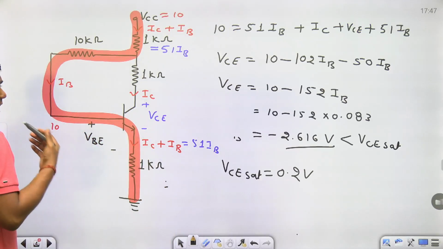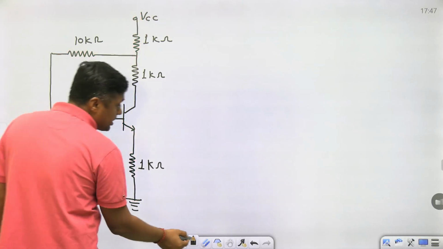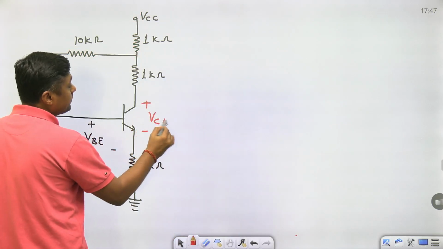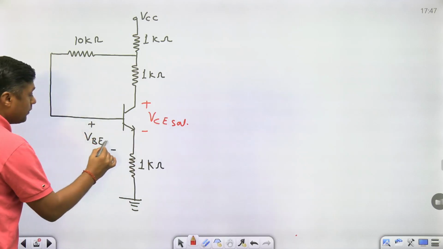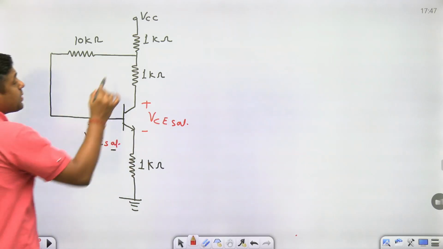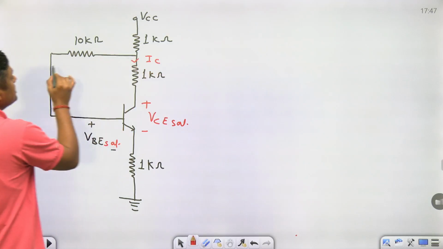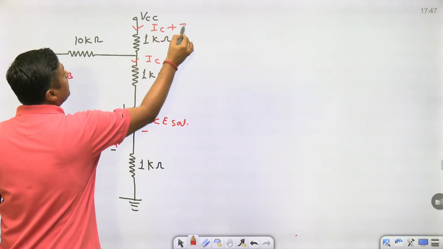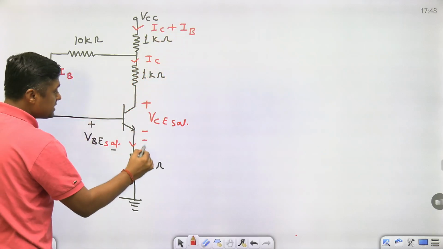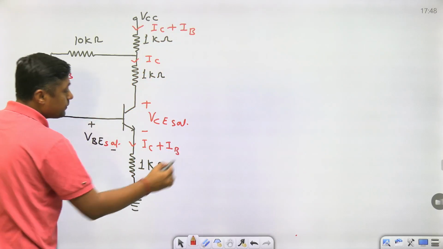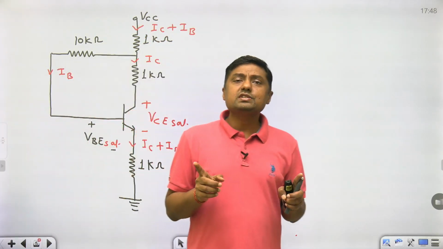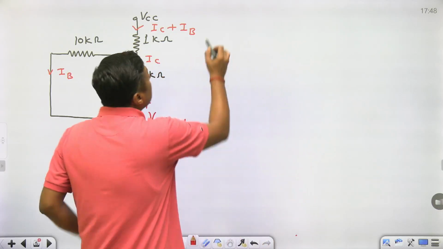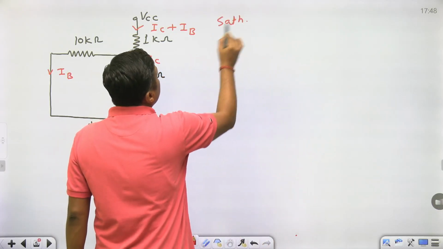Now, what is the answer here? The BJT is in saturation. So you have to put this value VCE sat, right? And this value will become VBE sat. Now, this current is IC. This current is IB. This current is IC plus IB. Now guys, remember, you can't write IC is equal to beta IB, because it is not valid. It is in saturation.